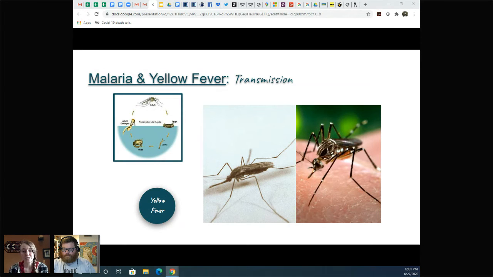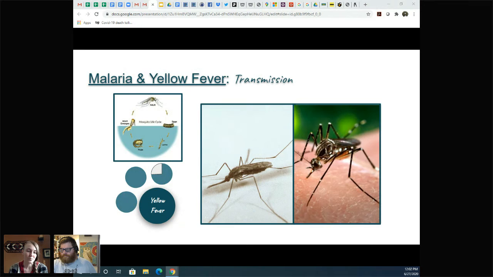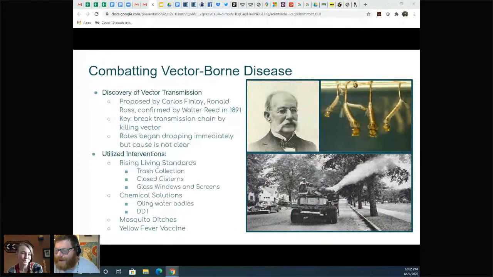These two particular mosquitoes, on the left is the mosquito that transmits malaria here in the United States. And on the right is the invasive species that transmits yellow fever, dengue, Zika. Both of these mosquitoes love urban environments. They can breed in very small bodies of water, and they prefer primates like people.